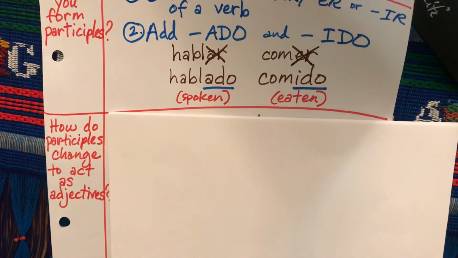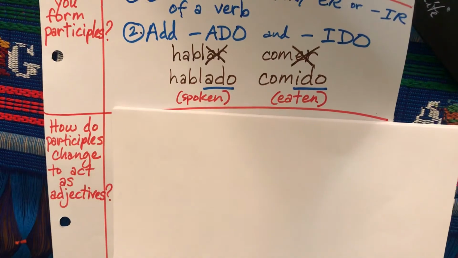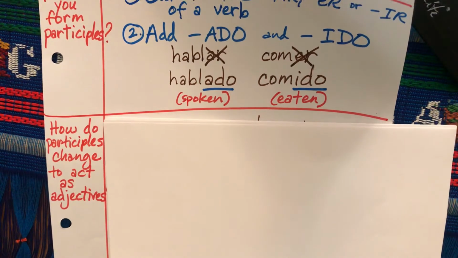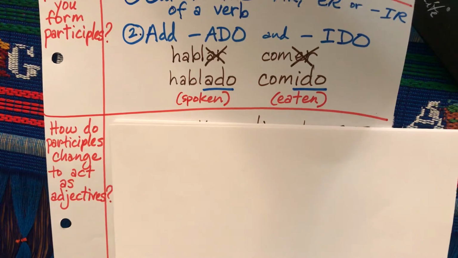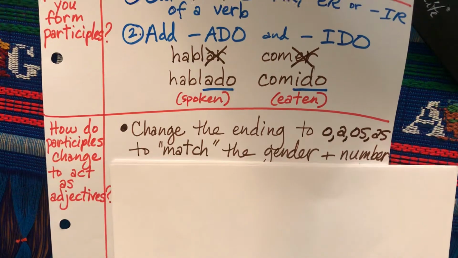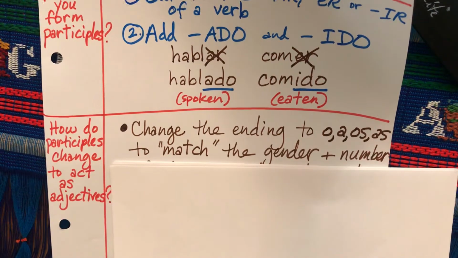Question number 3, how do participles change to act as adjectives? So remember, we can use these as parts of verbs, I have eaten, or as adjectives, the eaten apple. So right now we're going to talk about the eaten apple and how you would change those things. So if it's functioning as an adjective, the eaten taco, the spoken word, you can change the ending to O, A, OS, or AS. So O, A, os, or as to match the gender and number.